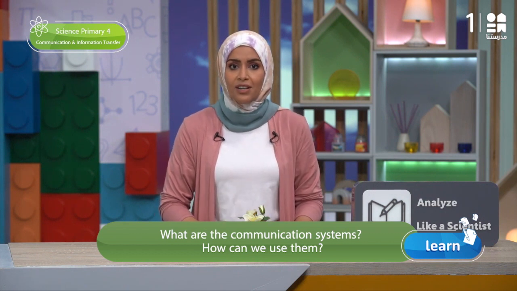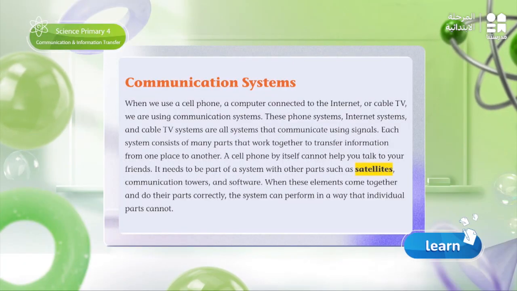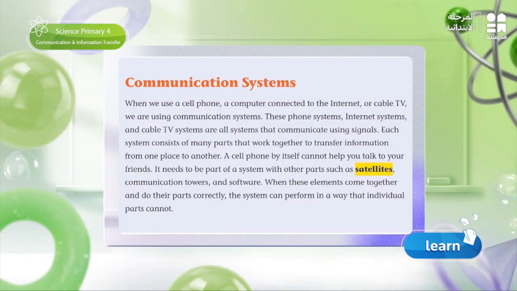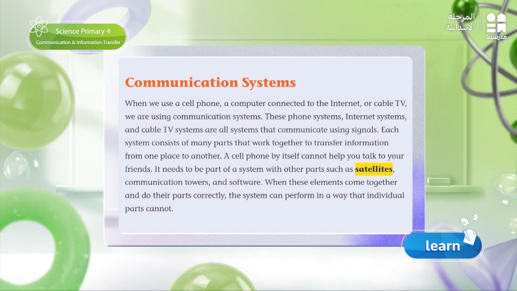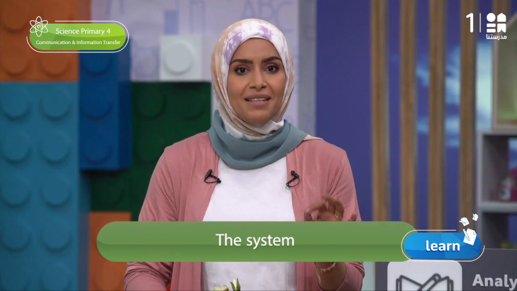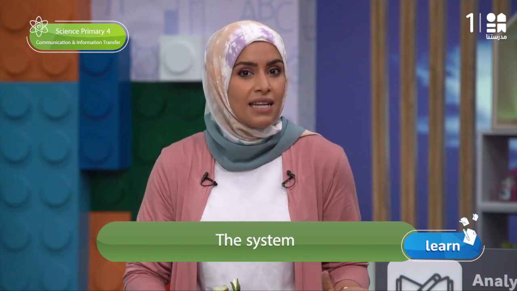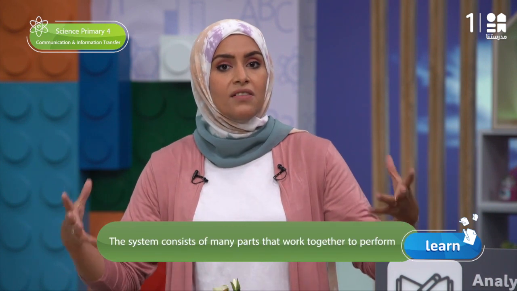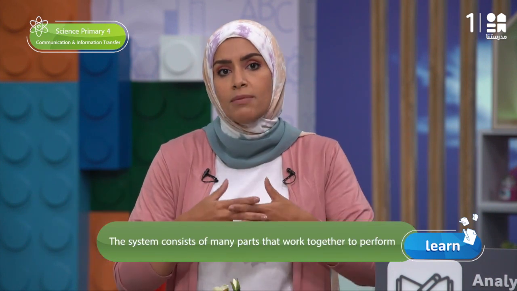Let's start together with our analysis of the text on page 109. Read the text well, get your pen and underline the parts of communication system. Of course, you observe the word system in the text. Can you guess its meaning? I think that system consists of many parts that work together to perform a job.